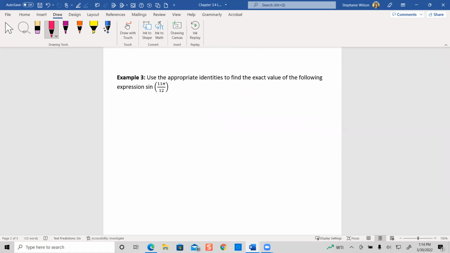All right. So number 3 says use the appropriate identities to find the exact value of the following expression with sine 11 pi 12ths. Since we do not know the exact value of the sine of 11 pi 12ths, we will need to write it in the format of alpha plus beta, whose sine and cosine are known exactly. So when we go to our unit circle, we can pick the exact points and then use those numbers.